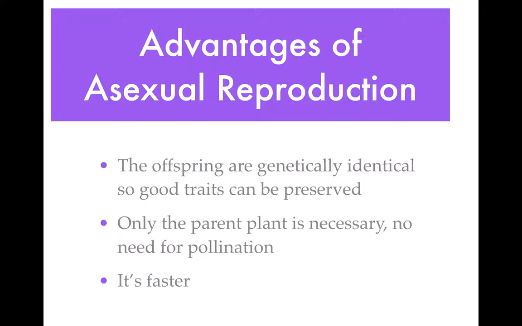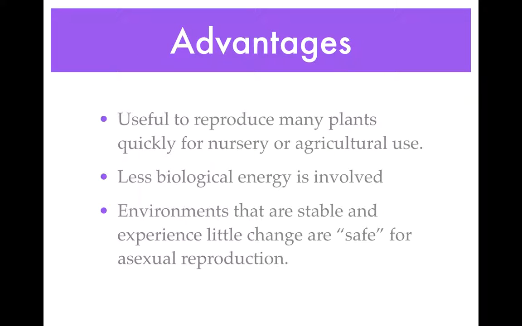It's faster also. It's much faster. You don't have to wait for seeds to develop. The plants don't have to wait to be pollinated. It can happen quickly. Some more advantages include that it's useful to reproduce many plants quickly for nursery or agricultural use, so it's an advantage to us as humans. There's less biological energy involved in this process. So if you think about all the nutrients that a plant might need to undergo reproduction, it actually doesn't need as much nutrients or as much energy. It doesn't have to use as many of its resources to reproduce asexually.